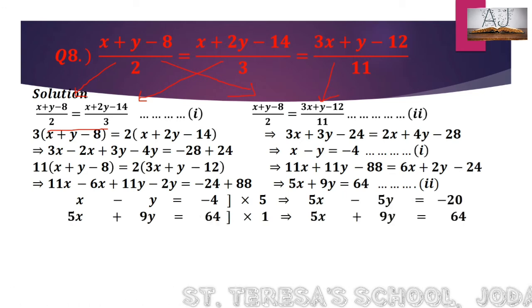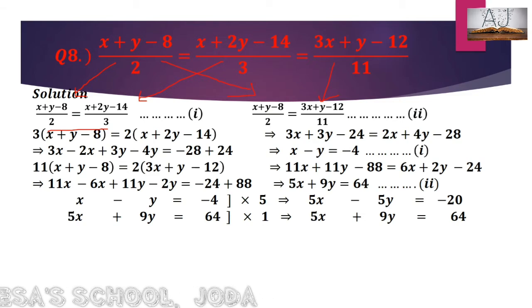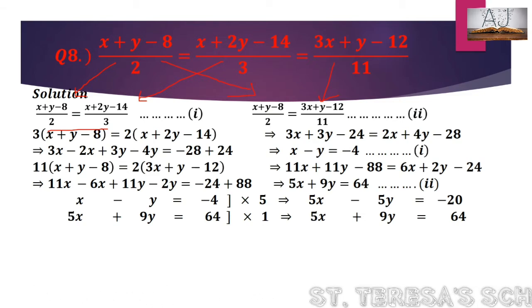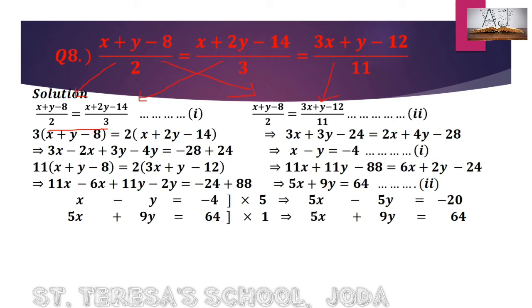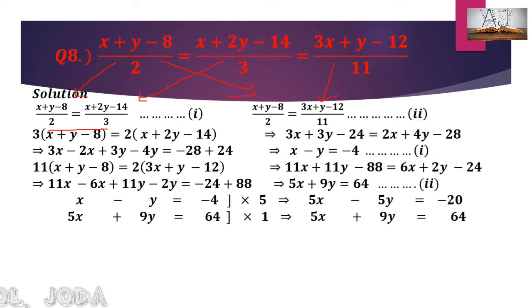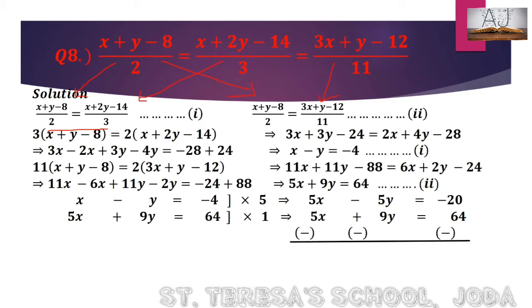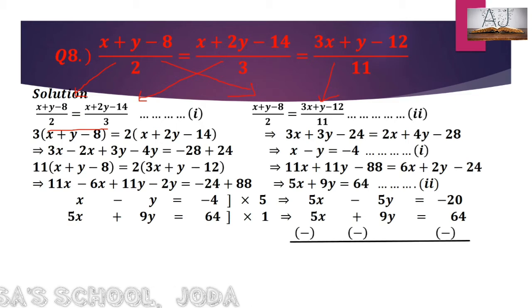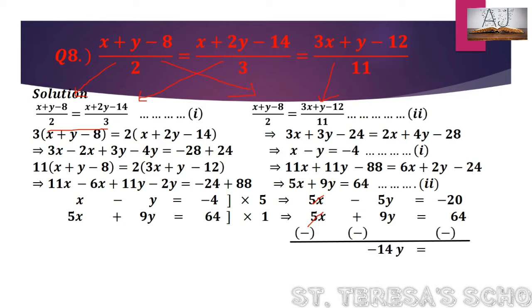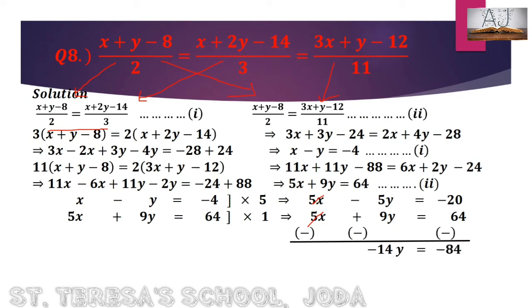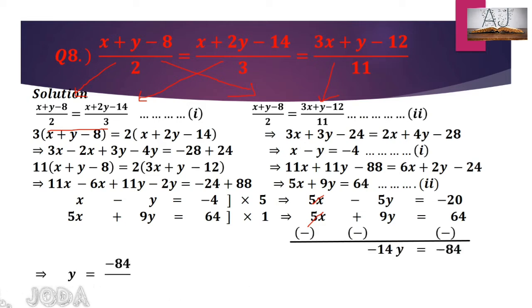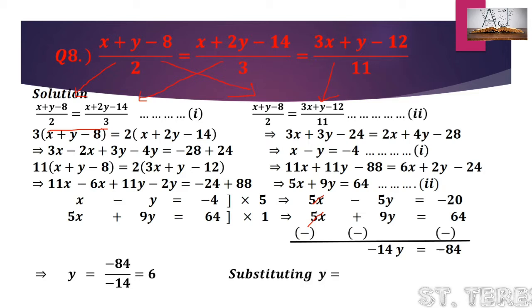Now we have to make one of them equal. Here I am making x equal. So I will multiply 5 to the first equation and 1 to the second equation. So the first equation comes 5x minus 5y equal to minus 20. And the second equation comes 5x plus 9y equal to 64. Change of sign, subtraction, plus 5x minus 5x will thus get cancelled. Minus 5y minus 9y is minus 14y. And minus 20 minus 64 is minus 84. So the value of y comes 6.